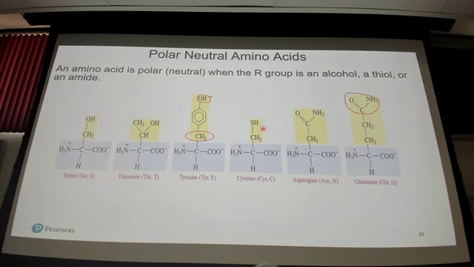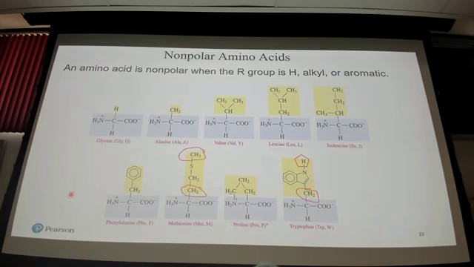So those aromatic rings, that is another carbon ring? It is. That one is non-polar because of the aromatic ring.